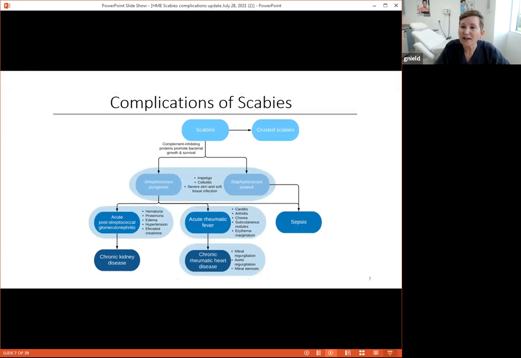So this looks like a busy slide, but actually it's easy to follow, and I'm going to walk you through it. So it's complications of scabies. At the top, we have scabies, and last time we talked about crusted scabies. So scabies becomes infected with Streptococcus pyogenes or Staphylococcus aureus.